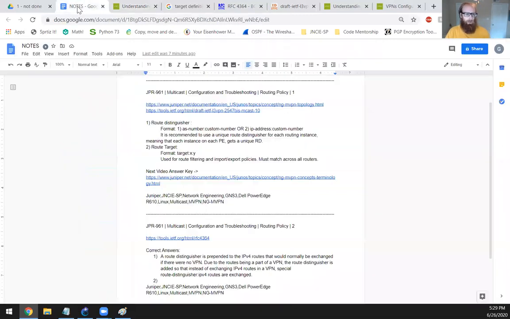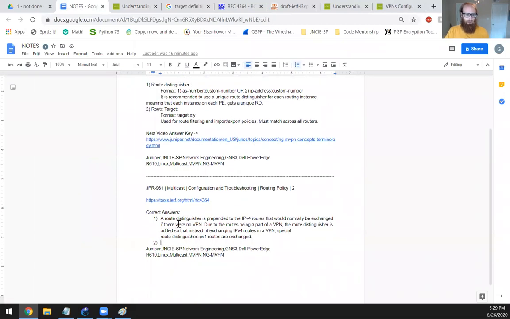Okay, so let's go back here and see what the correct answer is for a route target. To be honest, I just think this is the correct answer. It gives you the format there. In fact, it's more correct than what's given in there, because I do know that you need this. It's 3 fields, not 2 fields. So yeah, it's just used for filtering. There's an import, there's an export. That's pretty much all it's used for.